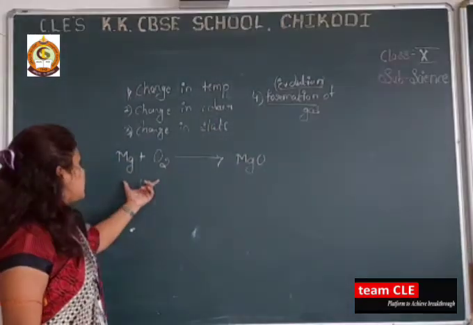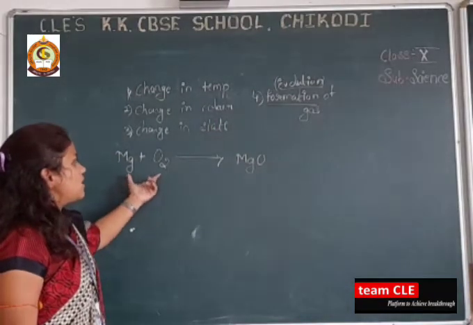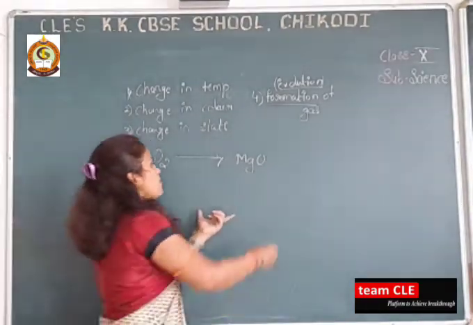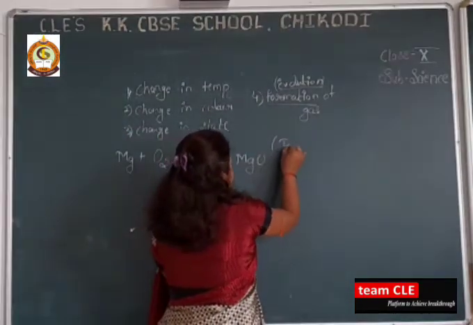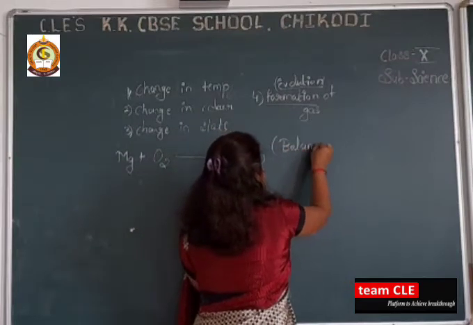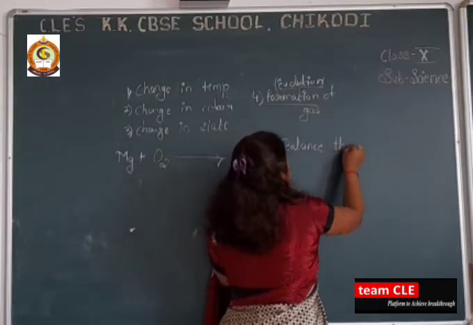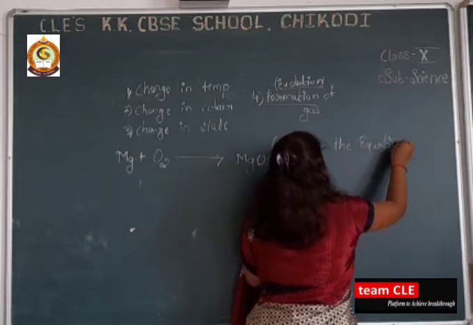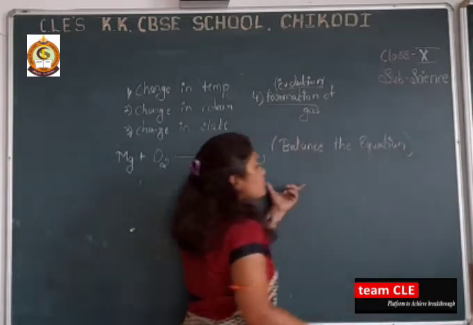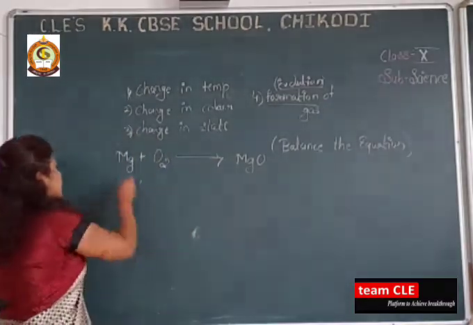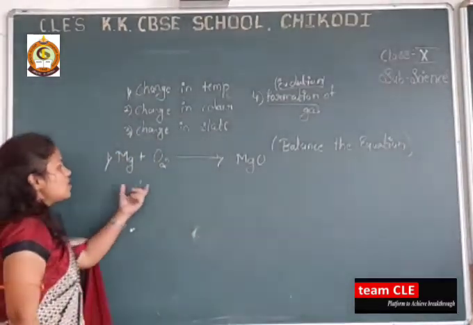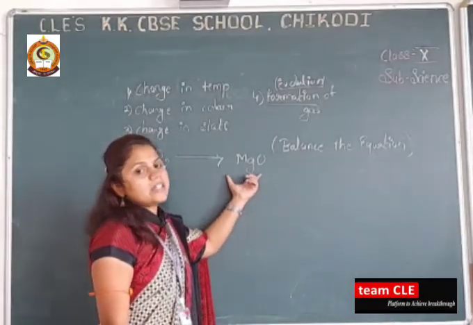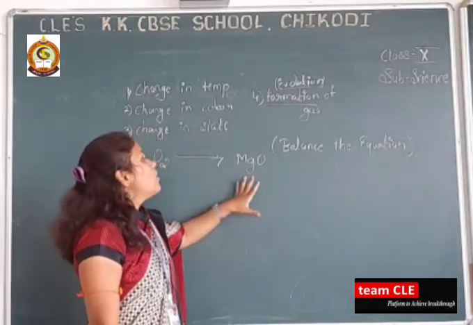So dear students, why have I taken magnesium oxide as an example for balancing the equation? This is a simple example. When the magnesium burns in the oxygen, it is converted into magnesium oxide.